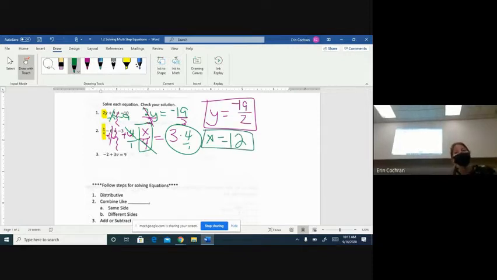I'm going to give you a couple seconds to work on number 3. If you're at home, write on a separate sheet of paper, negative 2 plus 3v equals 9. Go ahead and work through that one.